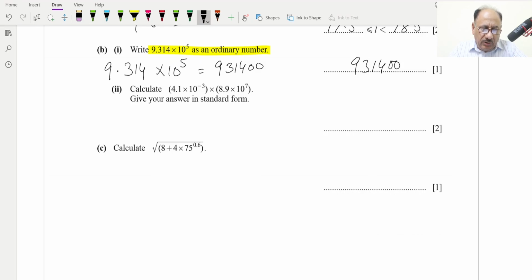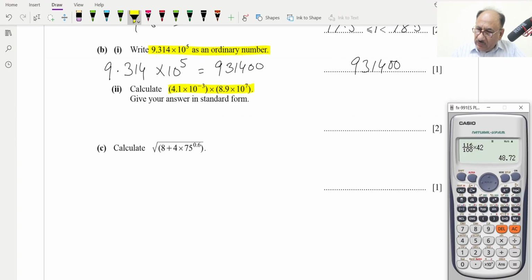Then calculate these numbers. These numbers we have to calculate. So how can we do this? This is basically multiplication, so we'll solve it with the calculator. The easiest way, which I will explain to you, is to write this one over here and multiplication, 8.9 into 10 raised to the power 7, and this will be bracket close.